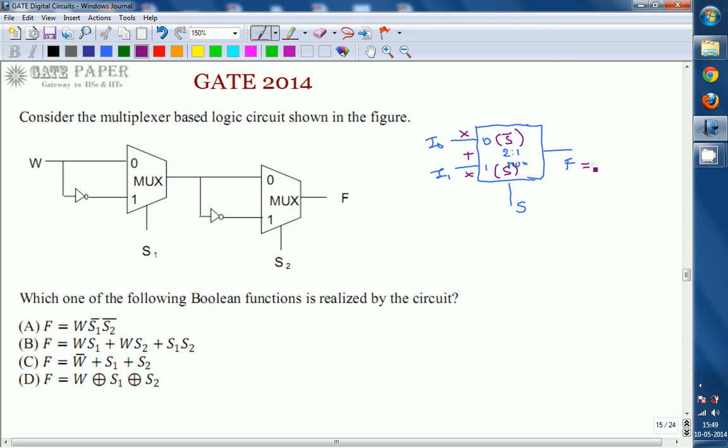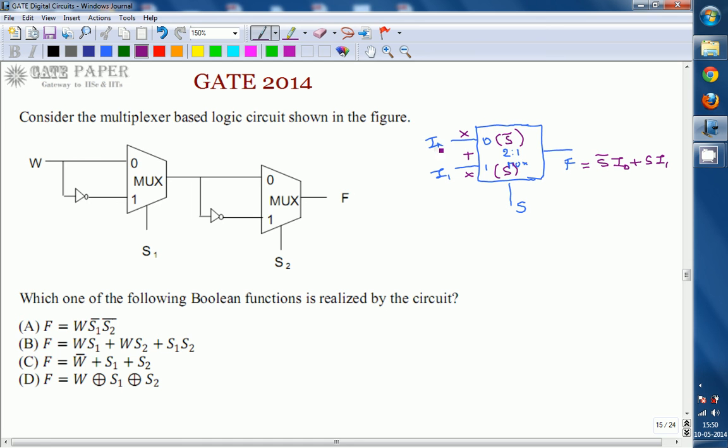So f is equal to S bar I0 plus S I1. This is the expression. From this expression, whenever S is equal to 0, S bar becomes 1 and S is 0, so the second term vanishes. Only S bar into I0 remains, so 1 into I0 is I0. I0 will be selected whenever S is equal to 0. Whenever S is equal to 1, the first term vanishes because S bar is 0, and S is 1, so 1 into I1 is I1. So the output f will take the value of I1.